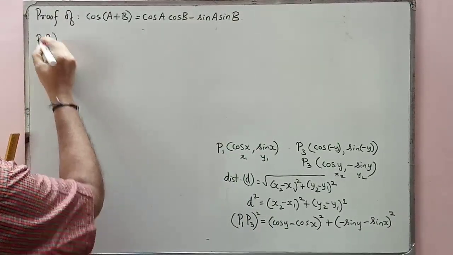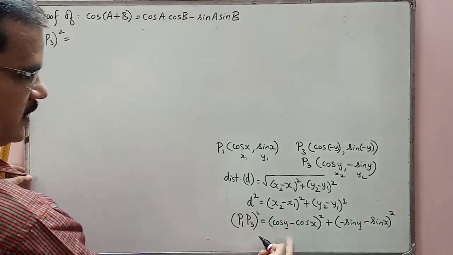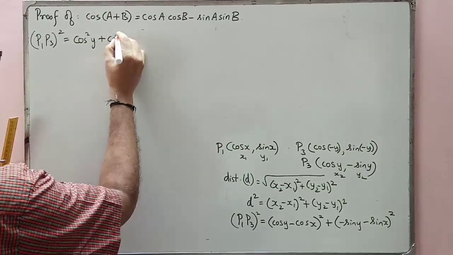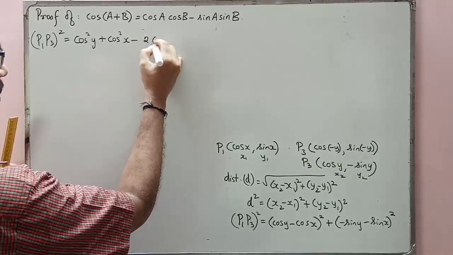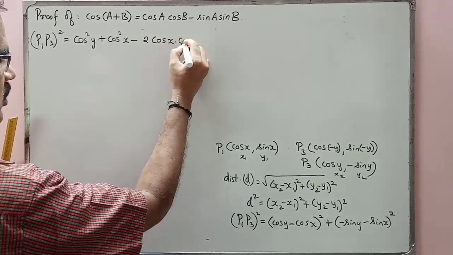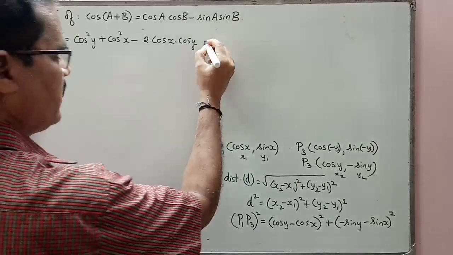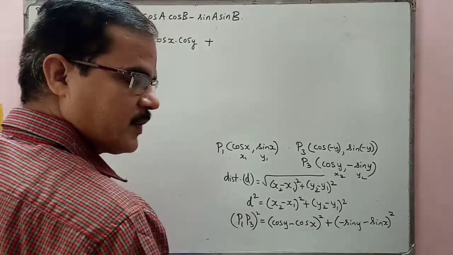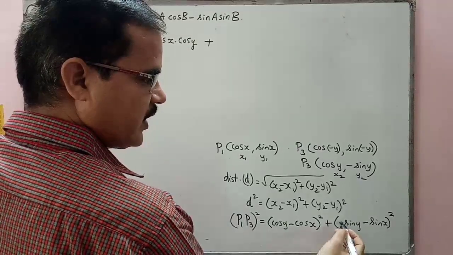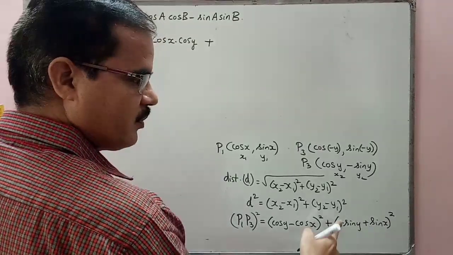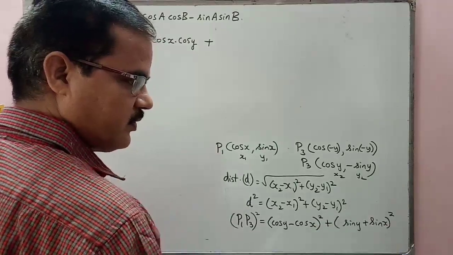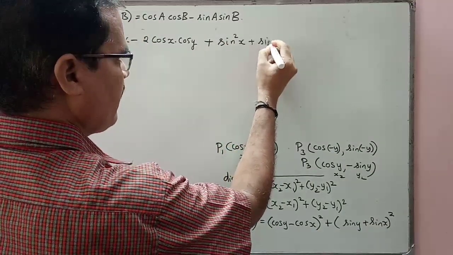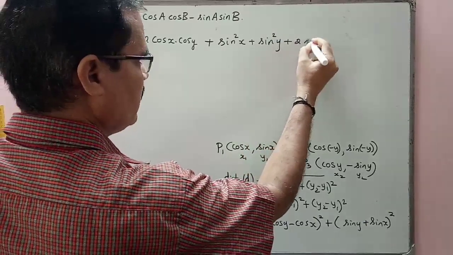P1P3 square is equal to, yes, a minus b the whole square: a square plus b square minus 2ab cos x into cos y. Okay children, plus, as both are minus, if you take minus outside and square it, it will become plus. So this minus sin y minus sin x can be written as sin y plus sin x the whole square. So a plus b the whole square: a squared plus b squared plus 2ab.